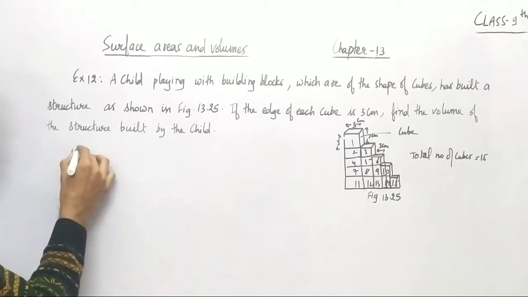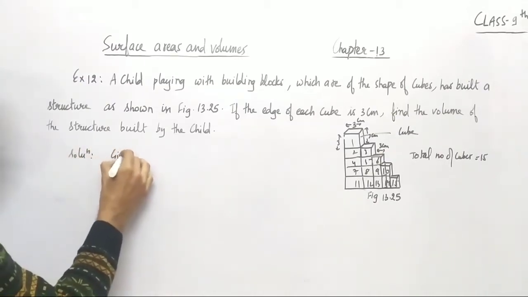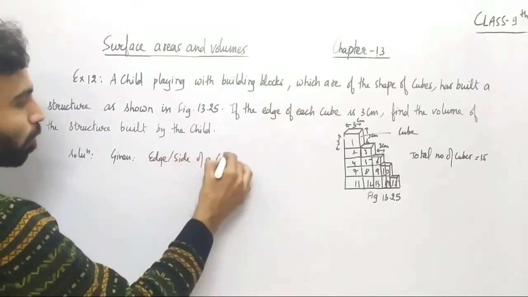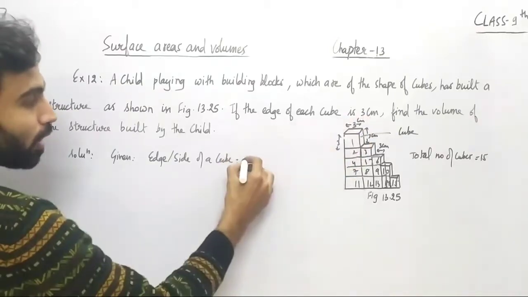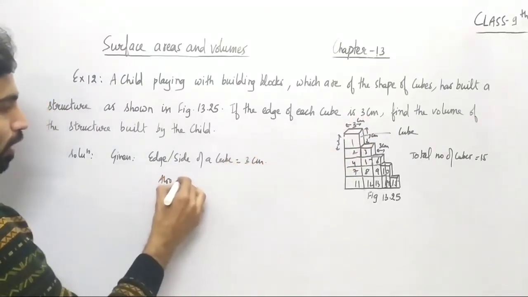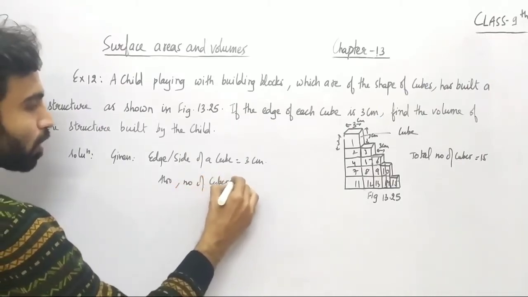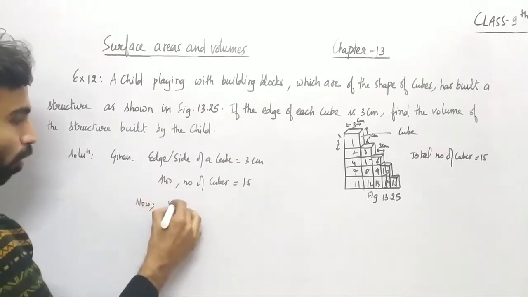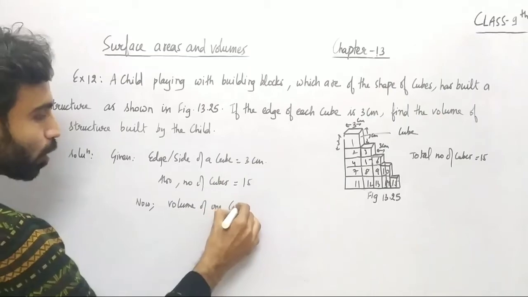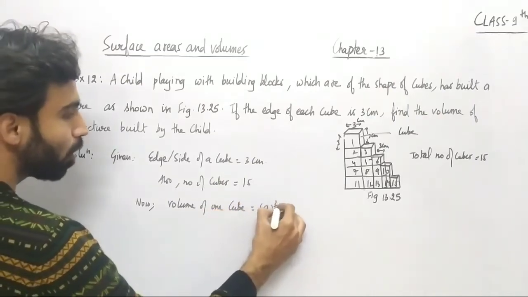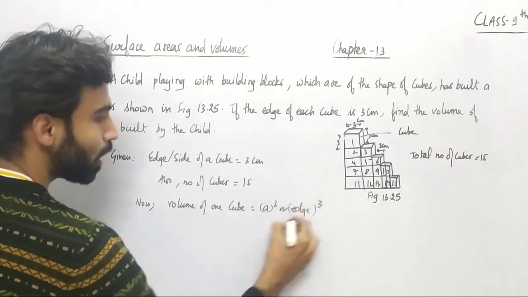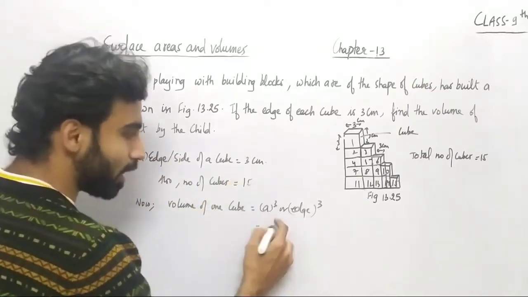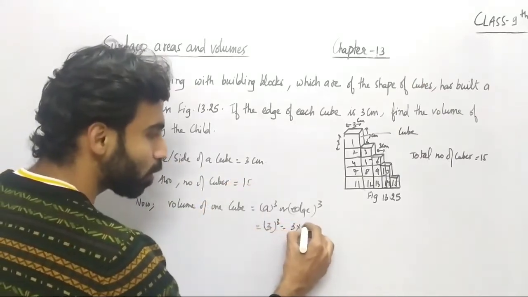If I just start off the solution here, so यहाँ पे given क्या है आपके पास, you can see the edge or the side of a cube, that is 3 centimeters, right? Also you can see the number of cubes is 15, right? So first of all, I'm going to find out the volume of one cube. So we know the formula, that is edge cube, right? So यहाँ पे अगर मैं इस एज को a असयूम कर लेता हूं, so आपके पास a की लेंथ कितनी है, 3, right? So 3 का क्यूब, that means 3 into 3 into 3.